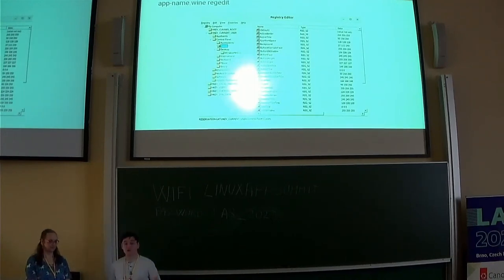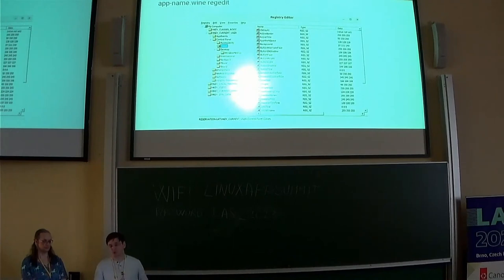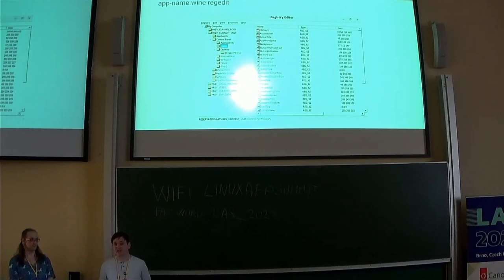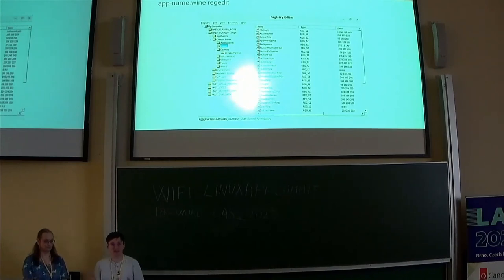Then you can also change the registry. The Sommelier project also makes this very easy. After you've created the snap and installed it, users can just run the name of your application .wine space regedit, and then they have a Windows registry editor where they can change registry keys. You can use this yourself during development to debug certain things.